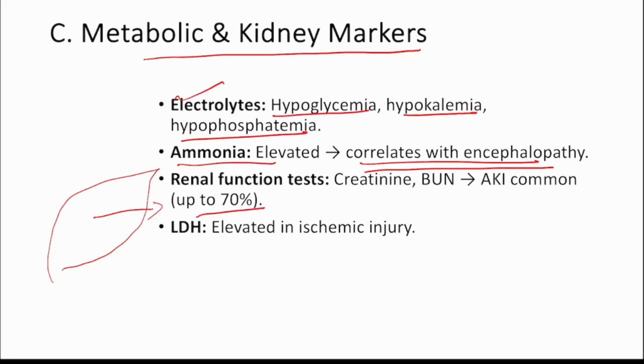And lactate dehydrogenase is elevated when there is an ischemic injury. So basically, these are the tests that you do. That is, look for liver injury, look for the coagulation profile, look for the metabolic and kidney function, along with this, check the ammonia. Now go for the specific clues in the etiology.